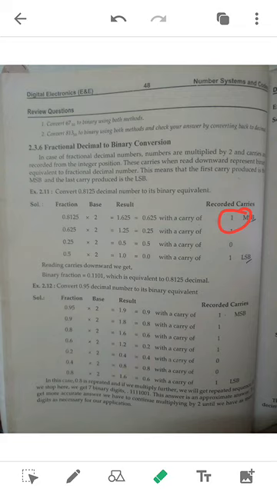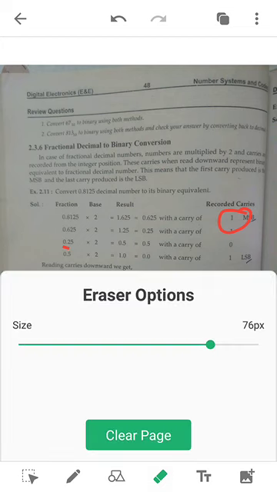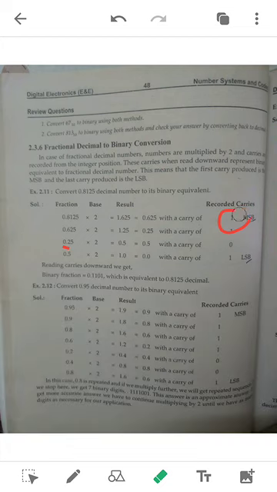So this 0.625, in the next step, you have to multiply by 2. So 0.625 multiplied by 2 gives 1.25 again. From 1.25, the integer you have to take as a carry, and that will be shown here. The fractional number which is left out is 0.25.